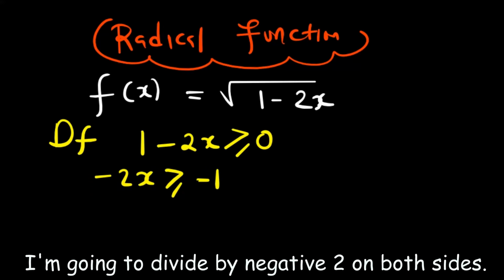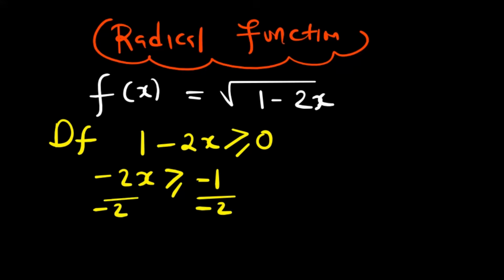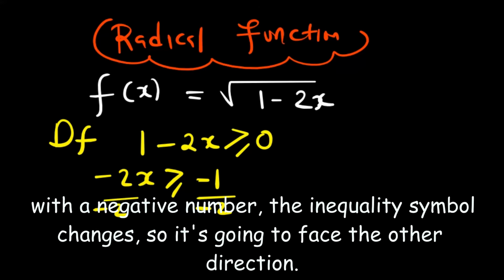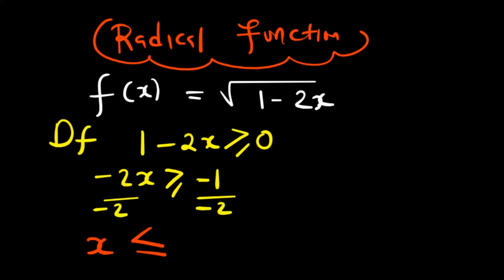For me to remain with my x, I'm going to divide by negative 2 on both sides. Now, just to remind you, every time you divide with a negative number, the inequality symbol changes, so it's going to face the other direction. Then negative 1 divided by negative 2 will just give us a half. So we want all the values where x is less than or equal to half.